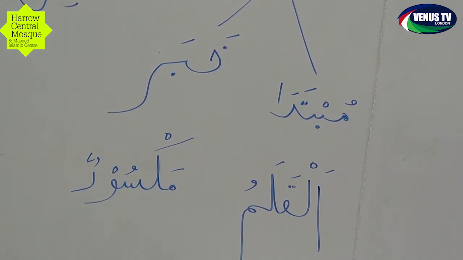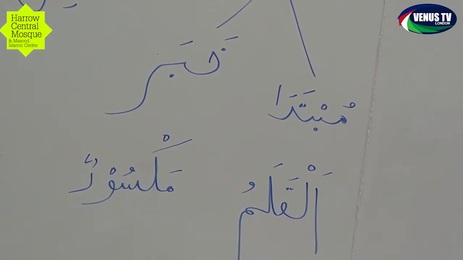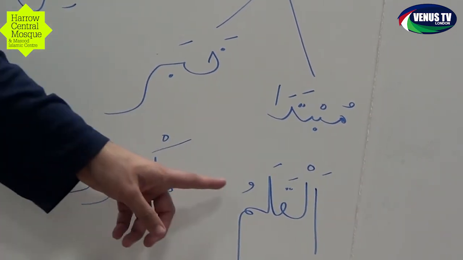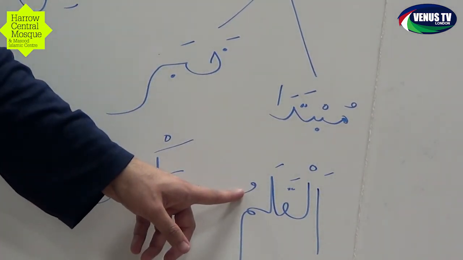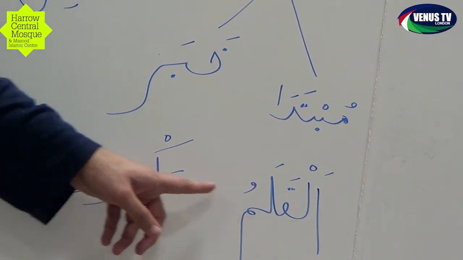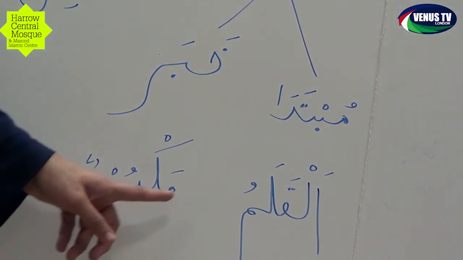You don't read the vowel on the last letter. But let's just take it as Mubtada and Khabar. I just meant, for example, Maksurun, the tanween at the end. That's right. But is that because there's no Alif Lam? That's right, absolutely. Even though the Mubtada has got Alif Lam, the khabar has got Tanween at the end. It's Al-Qalamu Maksurun.